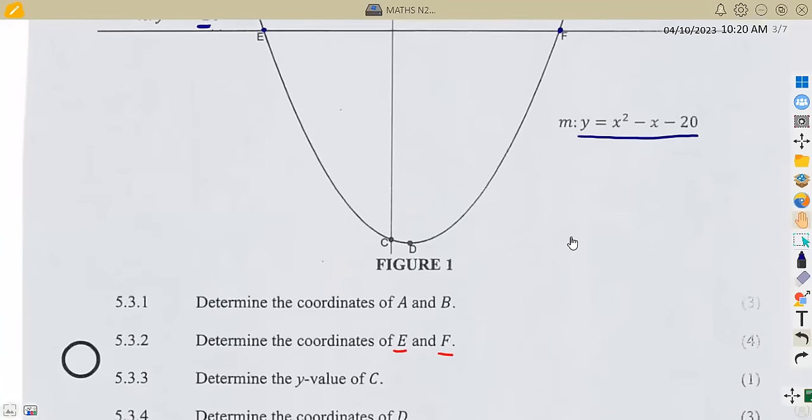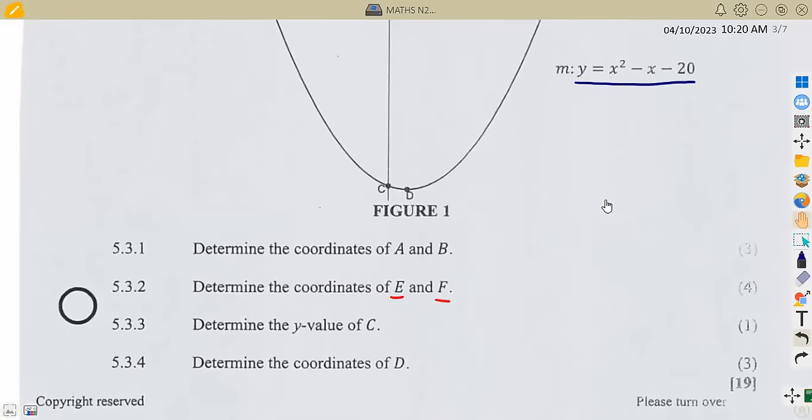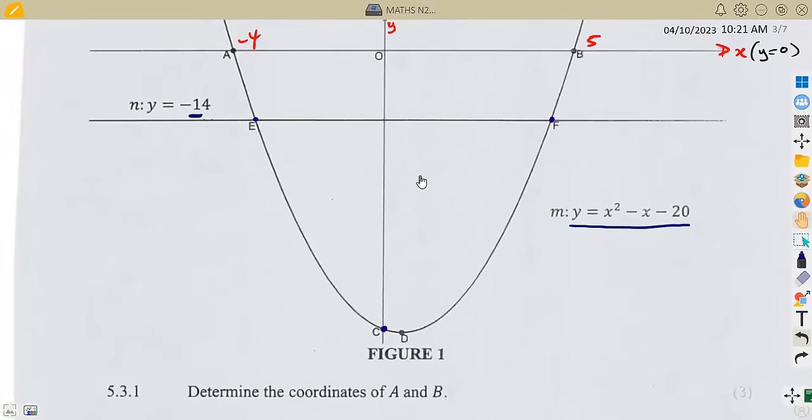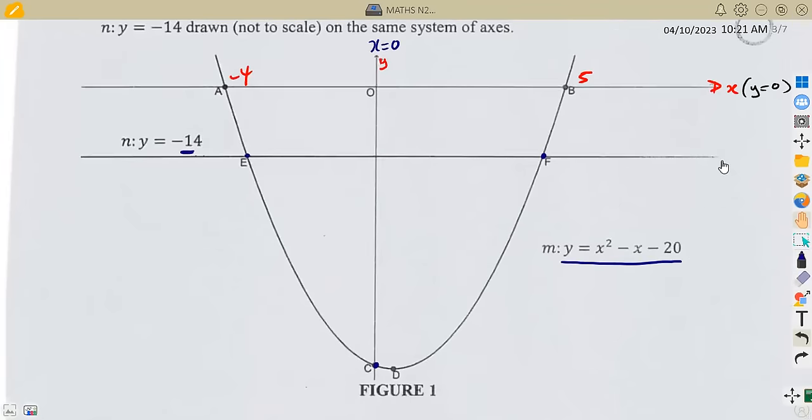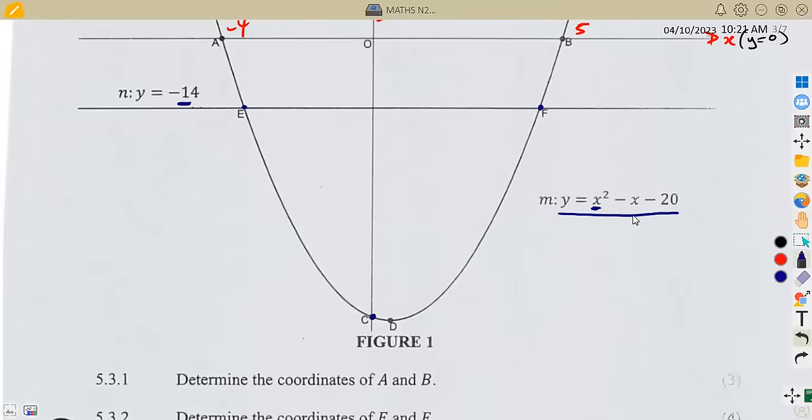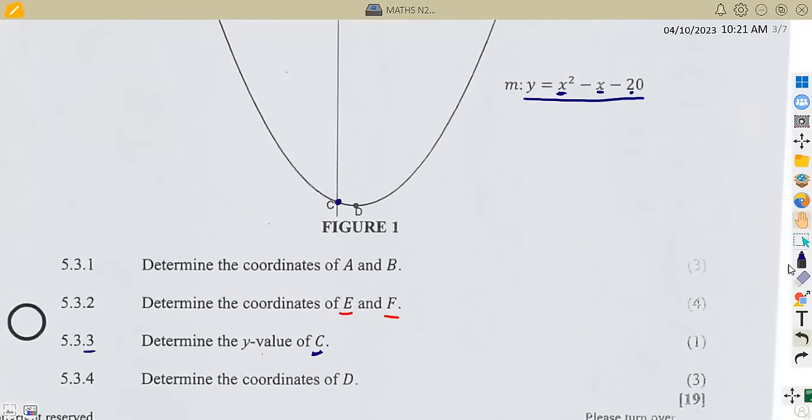All right, on question 5.33, we are now asked to calculate the y value of C. C is the y-intercept, and as we know, the y-intercept is on a condition where x is equal to 0. So we can substitute x is equal to 0 into our quadratic equation. If x is equal to 0, that means y is at minus 20. So that point is going to be at negative 20.